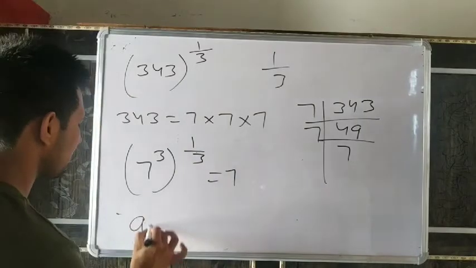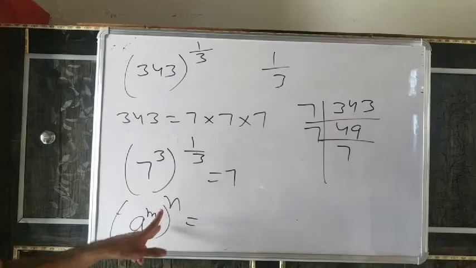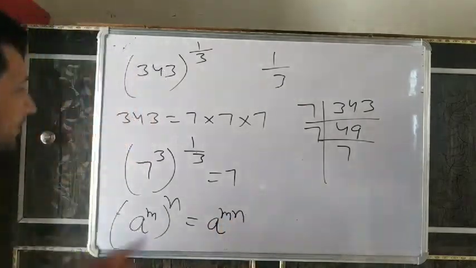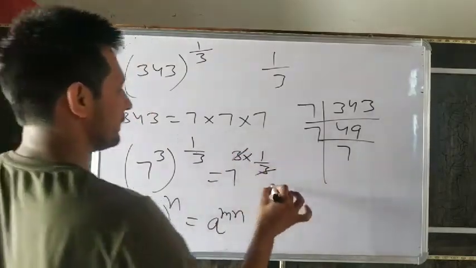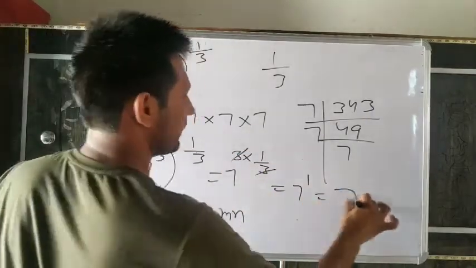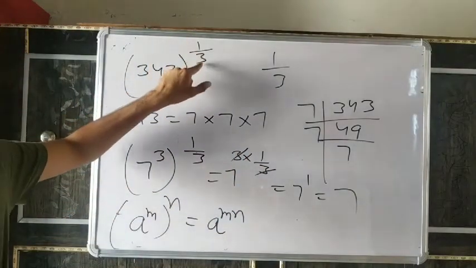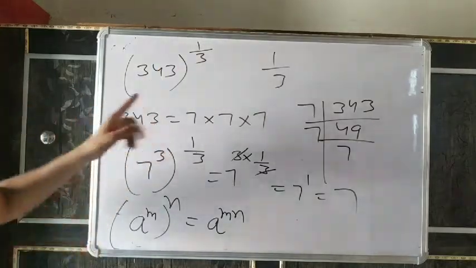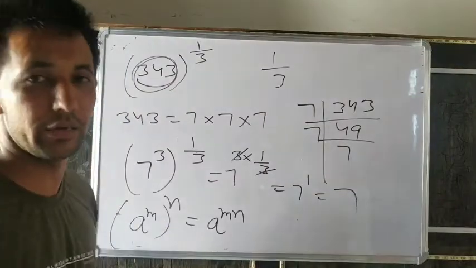We know the formula a to the power m and again power n. Whenever there are two powers, we multiply the powers: a to the power m multiply n. So 3 multiply 1 by 3, 3 cancels 3. What remains? 7 raised to the power 1. What is the answer? 7. Very simple. Always we will remove what is given in the power, 1 by 3, 1 by 5, and so on. We will factorize this number and then write it.